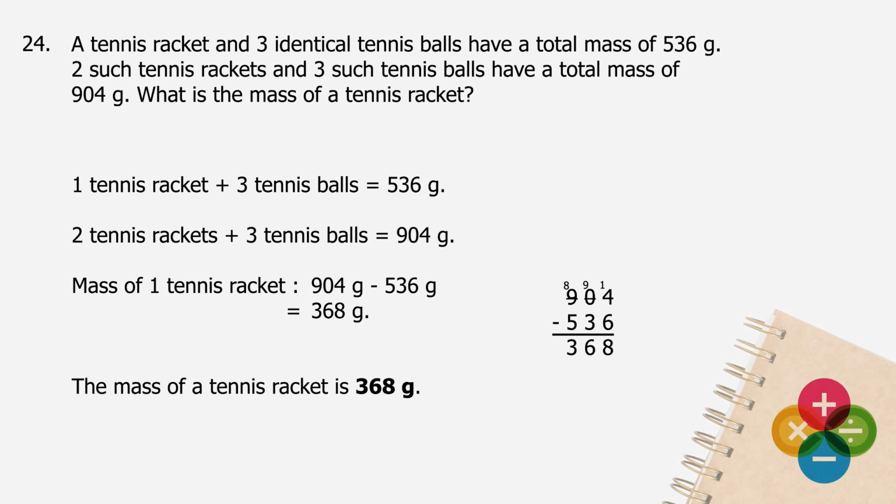The mass of one tennis racket, plus 3 tennis balls, is equal to 536 grams. The mass of 2 tennis rackets, plus 3 tennis balls, is equal to 904 grams. The mass of one tennis racket is 904 grams subtract 536 grams, and the difference is 368 grams. The mass of a tennis racket is 368 grams.